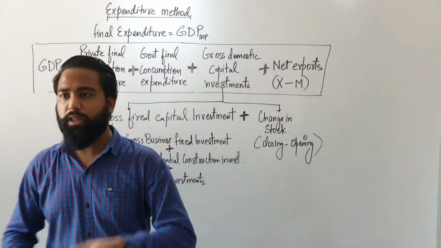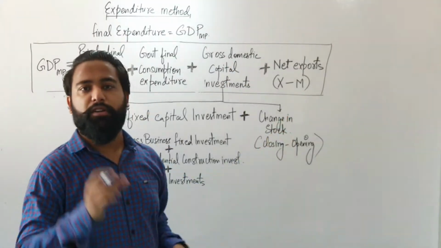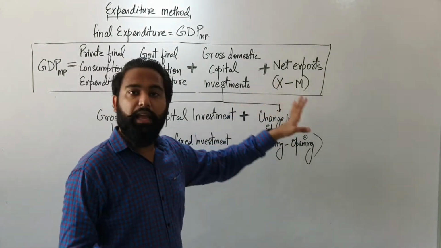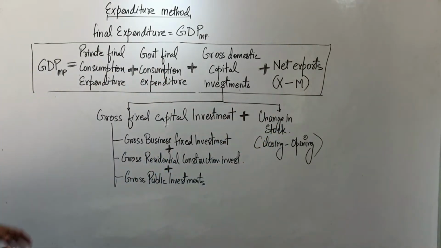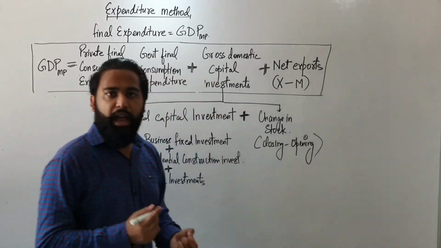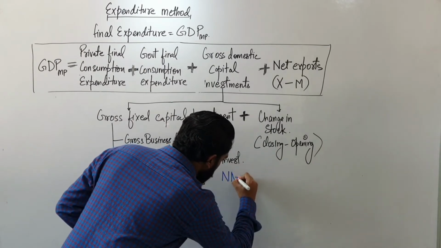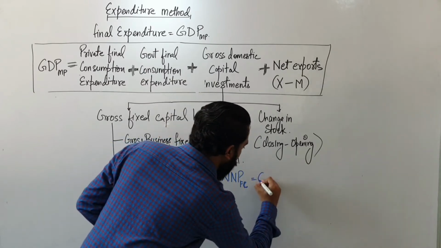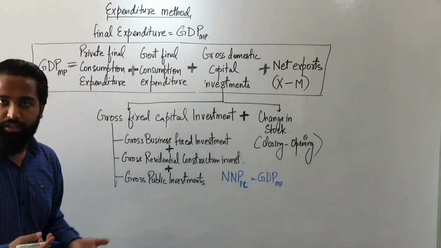And suppose in the question net imports is given, then in that case you will write the same value but with a different sign. If it's positive, then it will become negative, and if it's negative, then it will become positive. Now, with the expenditure method, we get the value of GDP, and with that GDP you need to calculate the value of national income, which is NNP-FC. With the help of GDP-MP, you need to calculate the value of national income.